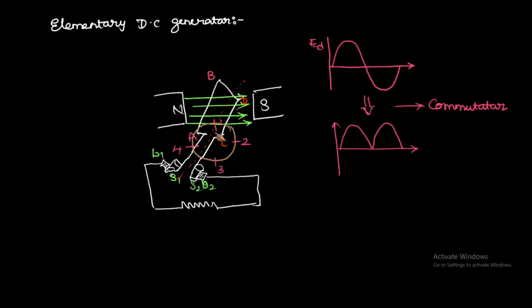Whenever the conductor is under the north pole, let us consider that the current is going into the plane, and under the south pole the current is coming out. So the current is coming out here and entering here, and it is going from this point to this point like this. Let us consider the path from M to L.